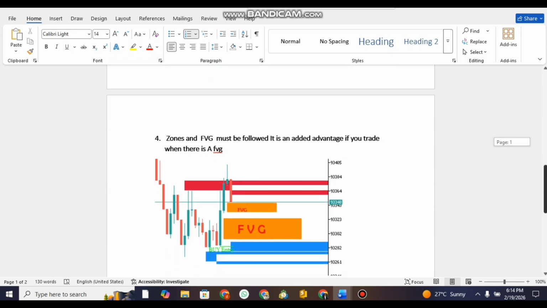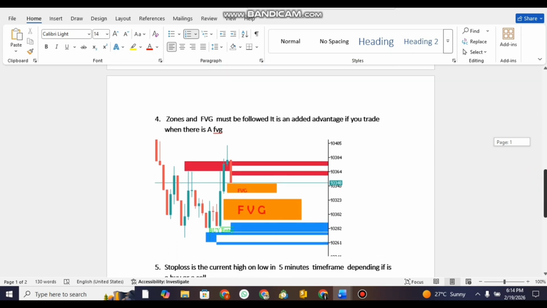So let's go to number 4. And this one is very important. We have zones and fair value gap that must be followed, and it is an added advantage if you trade when there is a fair value gap. Let me explain. Both the small ticks trading software and one of the indicators draw zones. Blue zones, we are checking them for bull market, and red zones, we are checking for crash market.